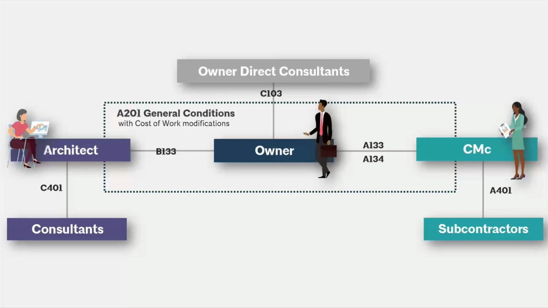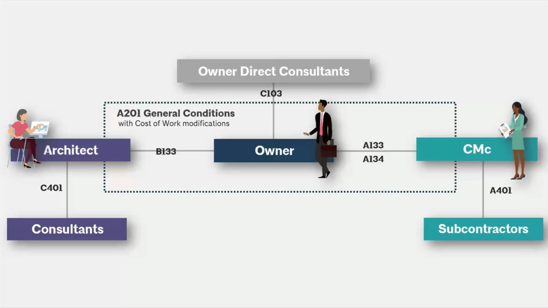In most cases, most families have their own separate general conditions, but as you can see here, the CMC family is a little bit different. It borrows from the conventional family because it is similar to the conventional family. So the other families have their own general conditions. This one kind of borrows from the conventional family. So it does use A201, again, updated in 2017. And these agreements that you see like A133, A134, and B133, those were updated in 2019.